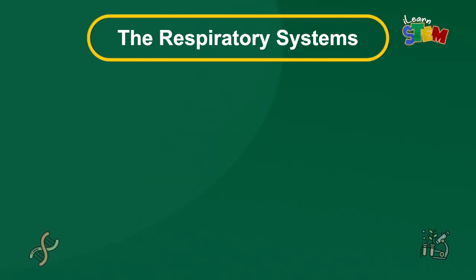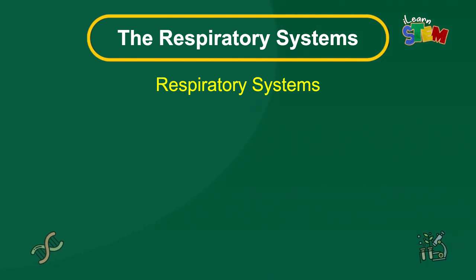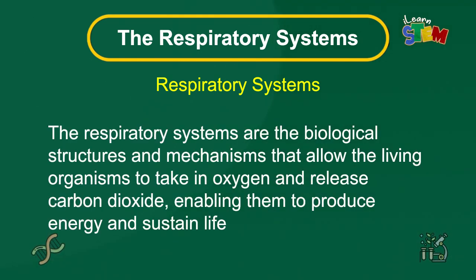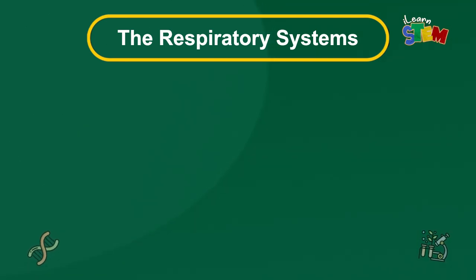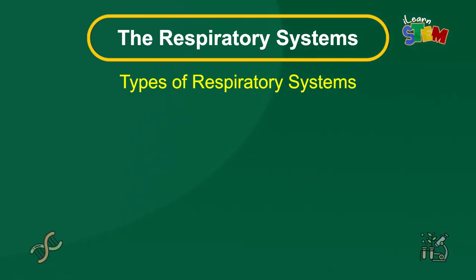Now, let's move on to the respiratory systems. The respiratory systems are the biological structures and mechanisms that allow living organisms to take in oxygen and release carbon dioxide, enabling them to produce energy and sustain life. All living things need oxygen, but how they get it depends on their structure and environment. We will look at the different types of respiratory systems.